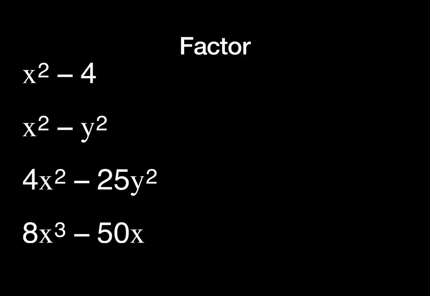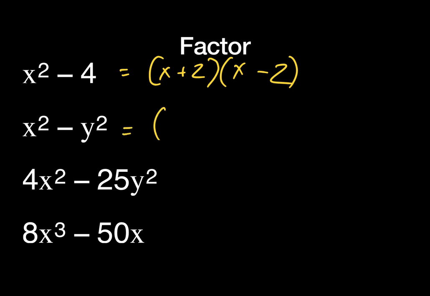And only because that last slide included a bunch of these, anytime you see it, you think, oh yes, I better know how to do this really quickly because it is the difference of squares. So this would be x plus 2, x minus 2. This one, the only thing that's different is the second one is a y squared instead of a 2 squared. It's x plus y, x minus y.